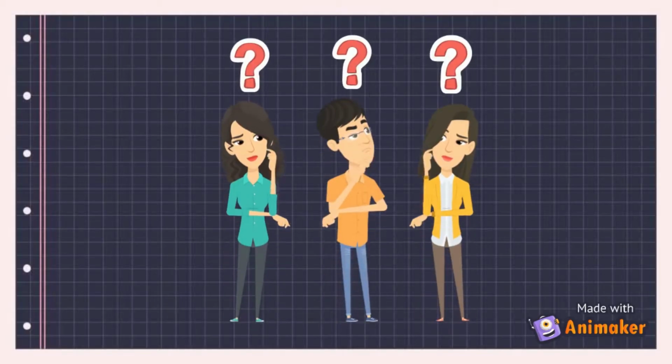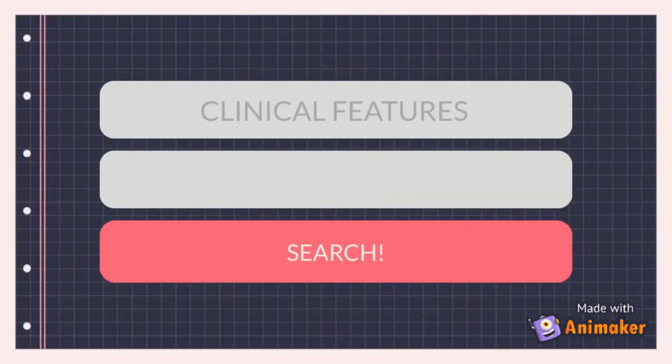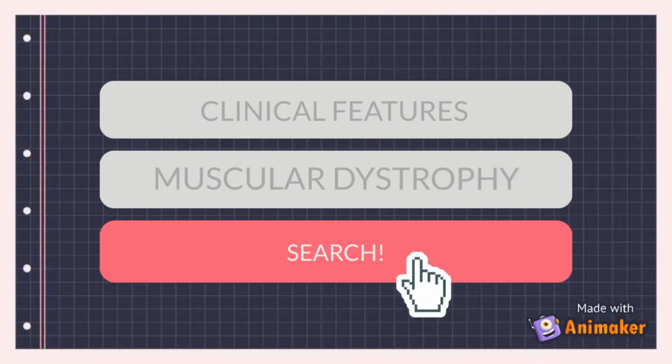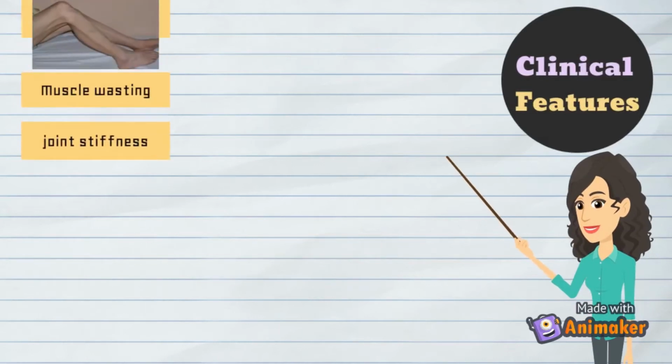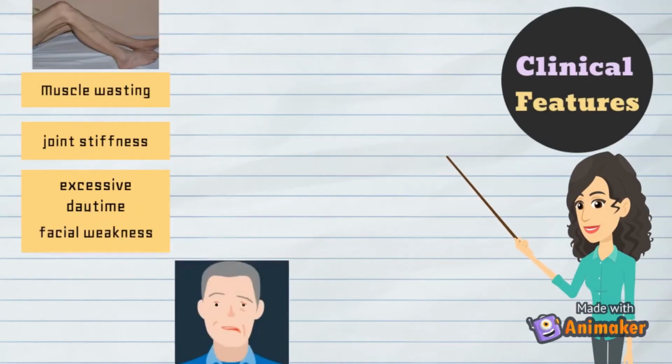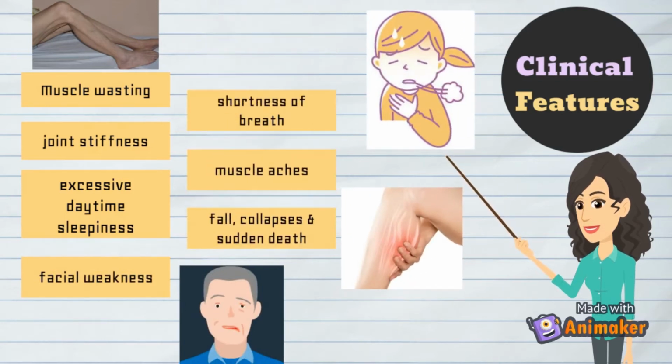Okay, you all must be curious how a person with muscular dystrophy looks like, right? So now we will look at the clinical features of muscular dystrophy. In muscular dystrophy, there are 7 clinical features such as muscle wasting, joint stiffness, excessive daytime sleepiness, facial weakness, shortness of breath, muscle aches, fall, collapse, and sudden death.